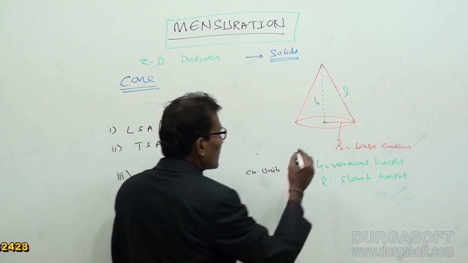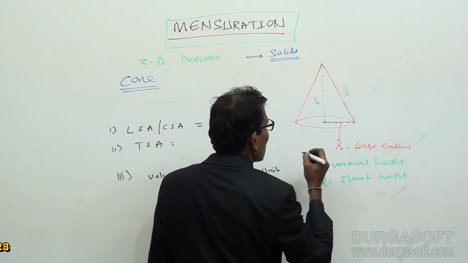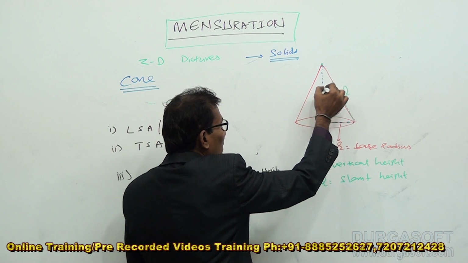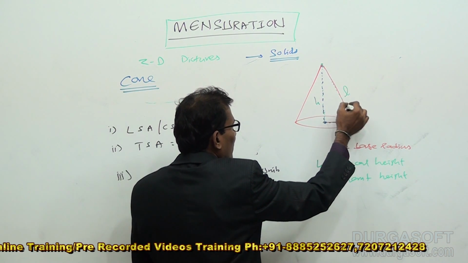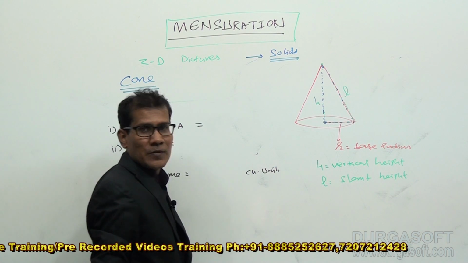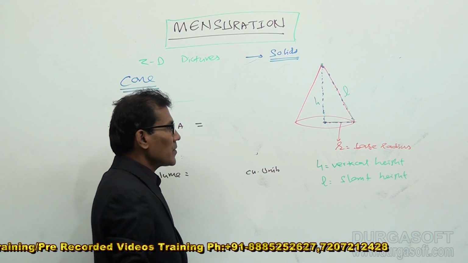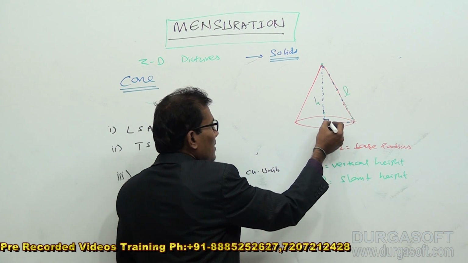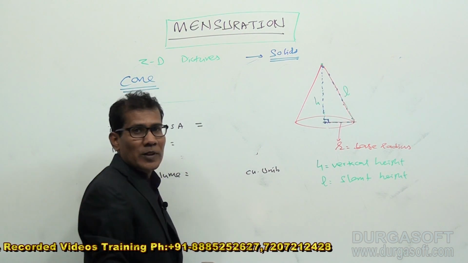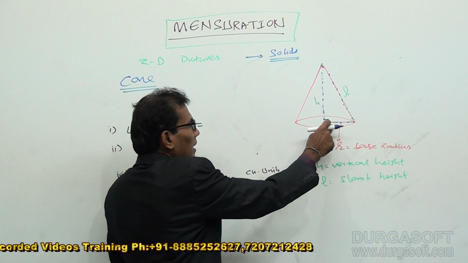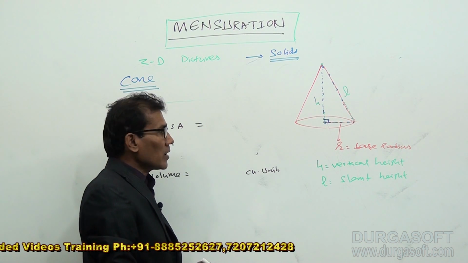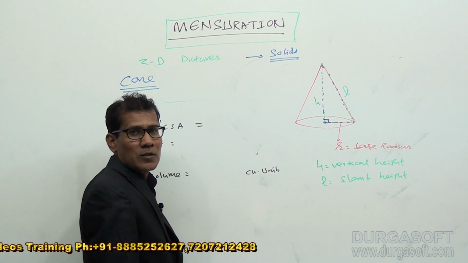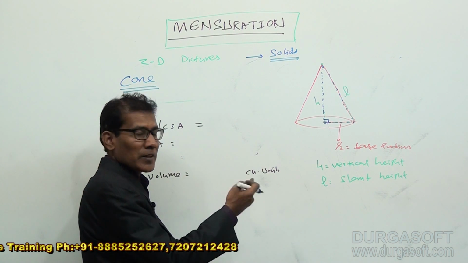If we observe this figure, this length is r units, this is the vertical height, and this is the slant height. Here this is forming a right angle triangle. This dotted figure is forming a right angle triangle. As we know, there is a relation between the three sides of a right angle triangle. Since there is 90 degrees, this slant height is going to be the hypotenuse, and these are side 1 and side 2. According to Pythagoras theorem, the square of the longest side of a right angle triangle is equal to the sum of the squares of the other two sides.